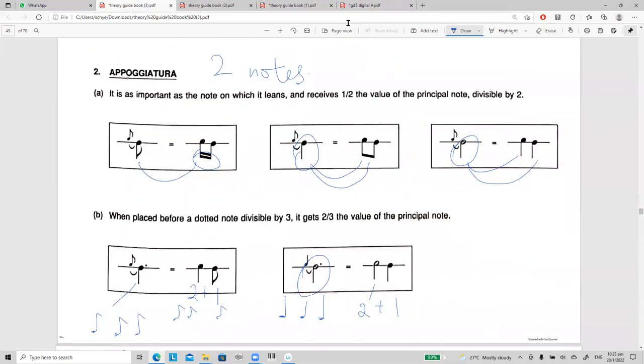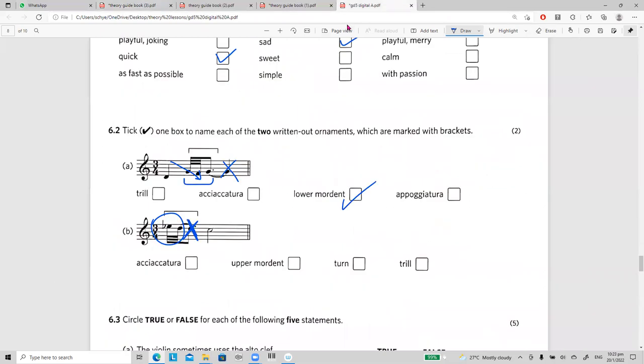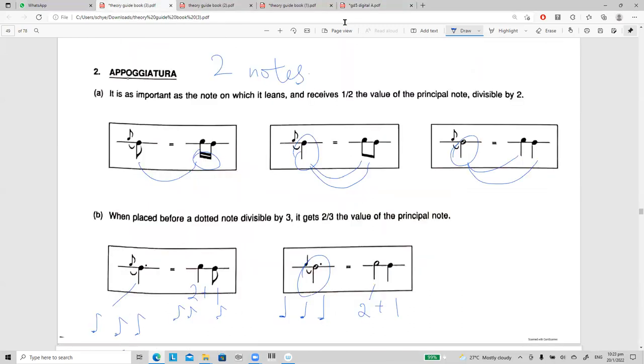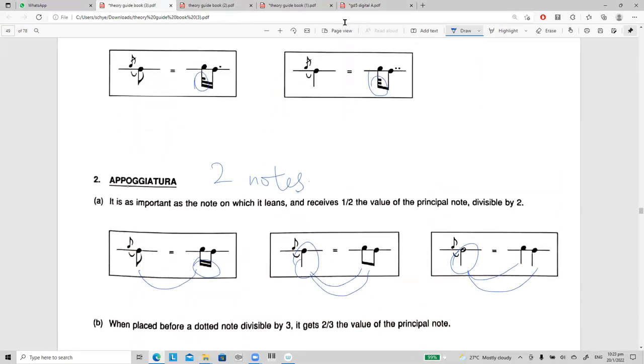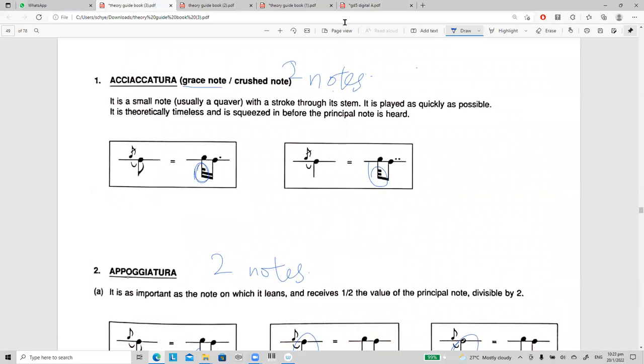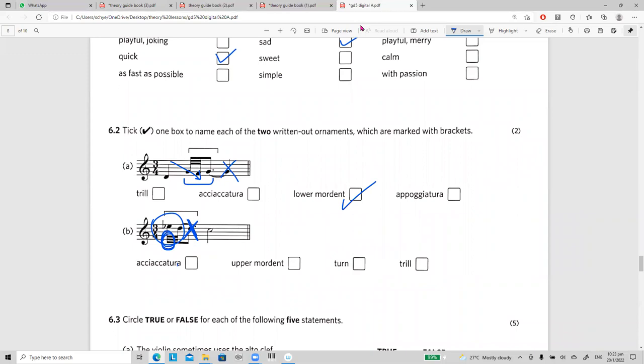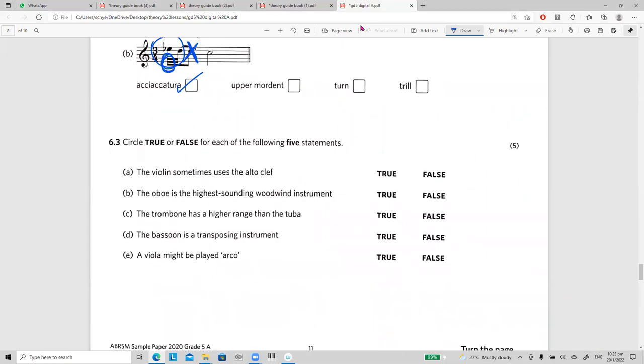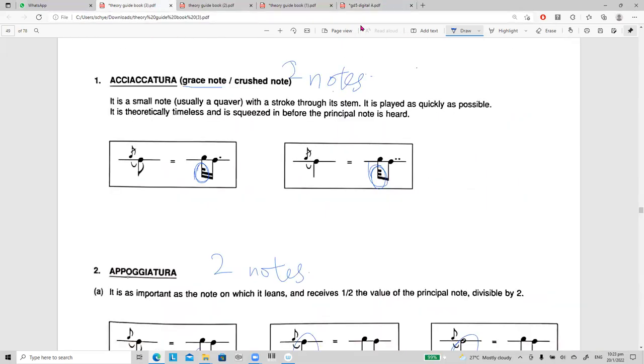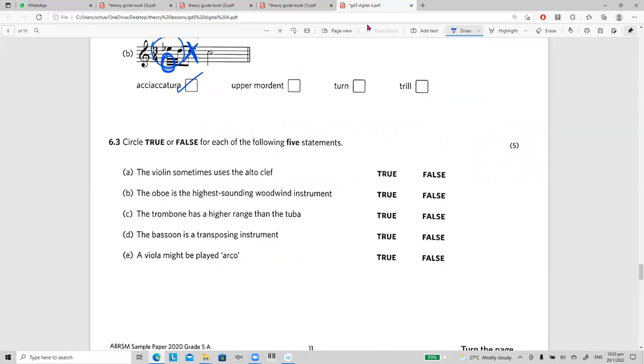Two notes is here. Okay, so now you need to check, is it even or uneven? So these two notes are fast. It has three tails. So which one is the one that starts with three tails? So this one is more like an acciaccatura. Acciaccatura always starts with three tails, and is treated fast. So this is an acciaccatura.